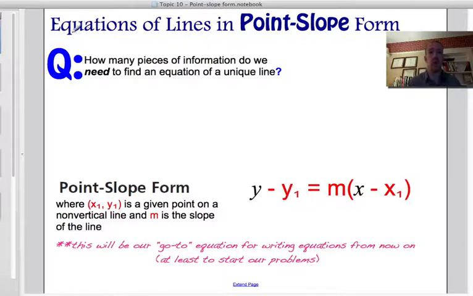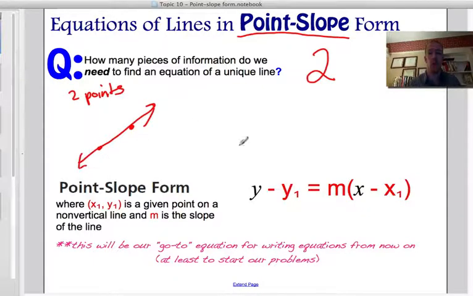Hey guys, so today we're doing equations of lines in point-slope form. Alright, so first of all, how many pieces of information do we need to find a line? We need two. We either need 2 points, right? 2 points. There's only one line that'll go through those 2 points. Or we need a point and a direction. And there's only one line that'll go through that point.